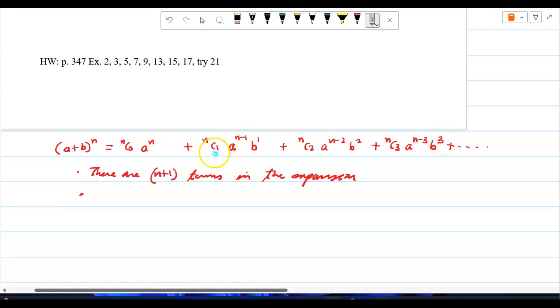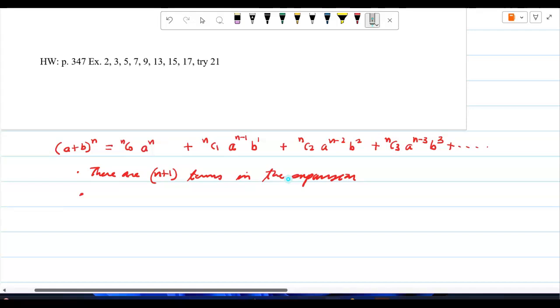Where is this nC2? The power of b is similar to it. If this is nC2, the power of b is 2. What is the power of a? n minus 2. Let me repeat: the powers add up to n. The power of a will be n minus the power of b, and the power of b will be the same as the number in nC.